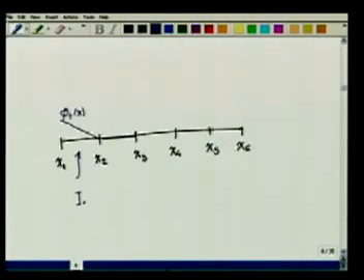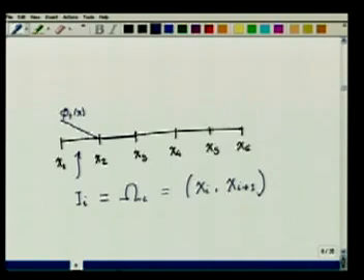One more thing I would like to introduce is that these elements should be given a name. Element I, or I could call it omega I, is the set of all points lying between xi and xi plus 1. In other words, this function phi1 is non-zero in element 1 and 0 in all other elements. Next, we are going to introduce the next function, phi2.